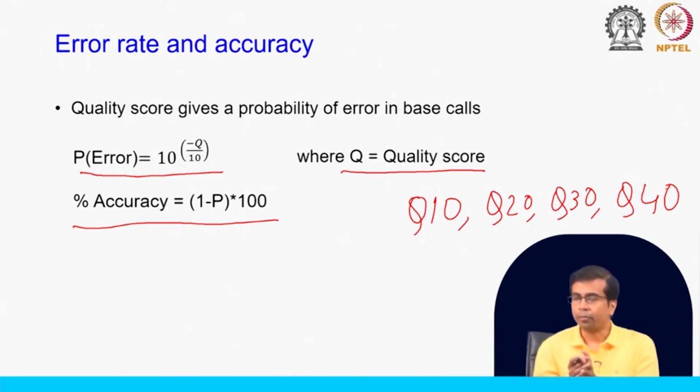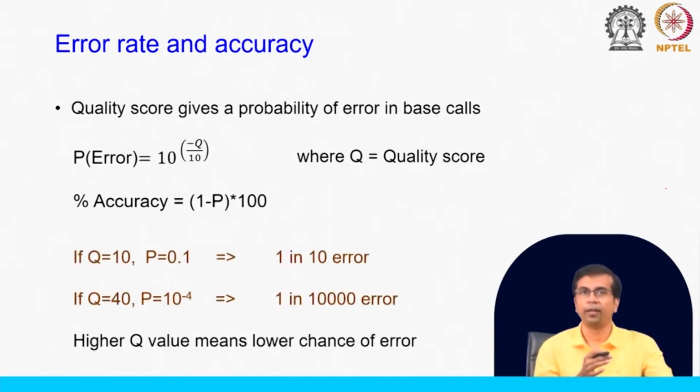Or for example, in nanopore you say we have achieved Q20. So, most of the bases now are above this 20 quality score. This is very important, you see this term, because this is used in determining the accuracy. Just to illustrate, if q equals 10, the probability of error is 0.1, which means 1 in 10 error, which is a high error rate. So, you have 90% accuracy.